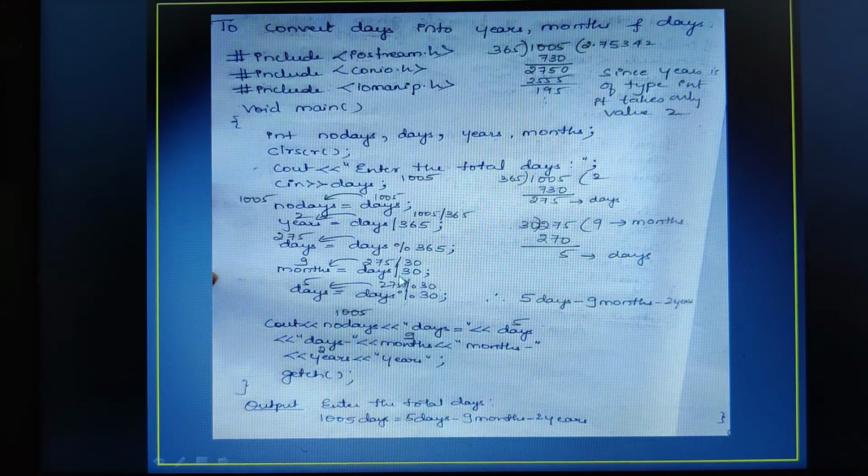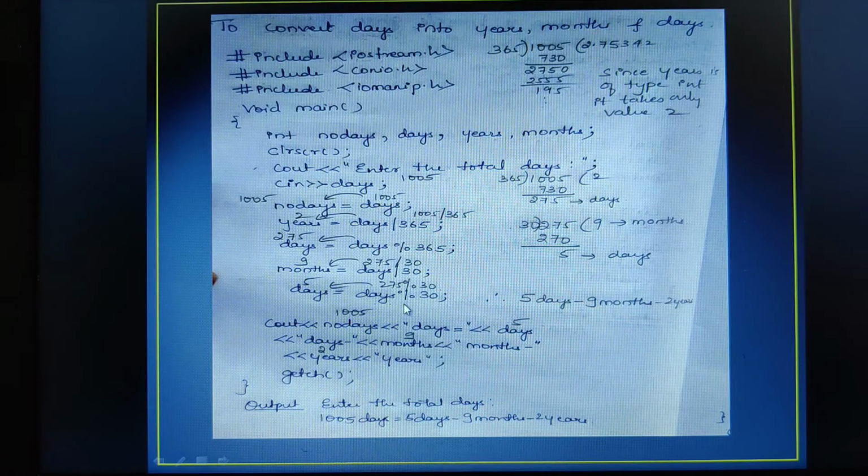So here you can see how to calculate the month. Days divided by 30, that is again 275 divided by 30. When you do this, 30 nines are 270. Therefore, how many months did I get here? Since it is a division operator, we have got 9 months. So 9 is moved.